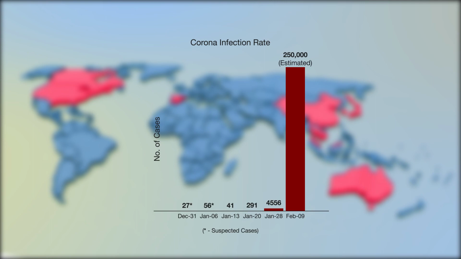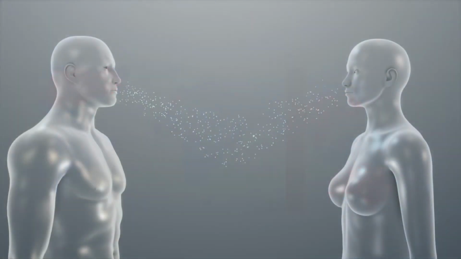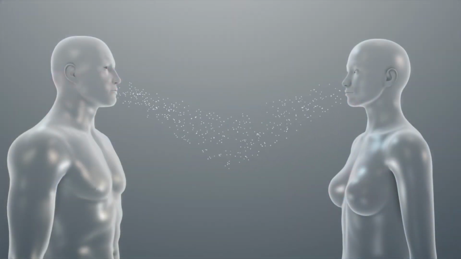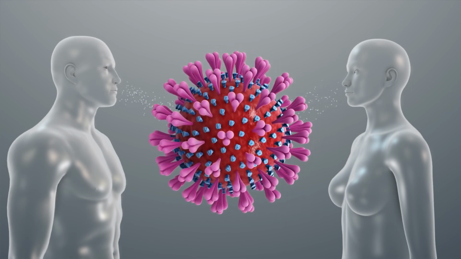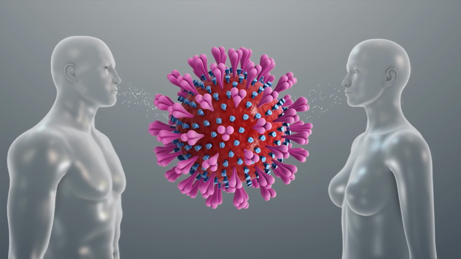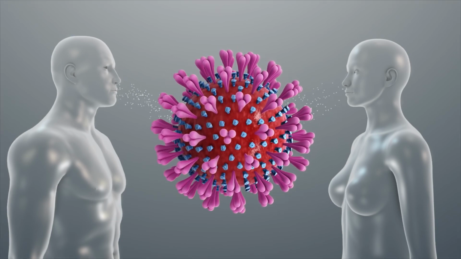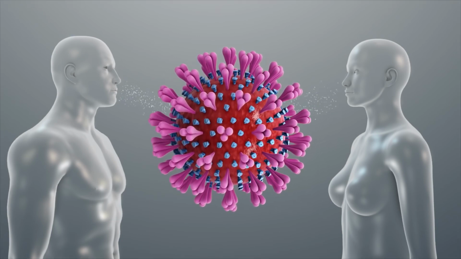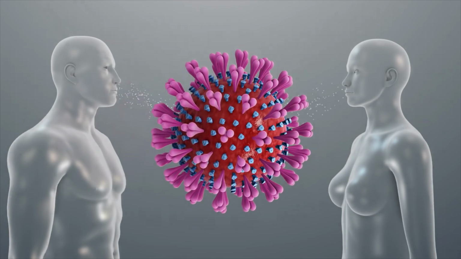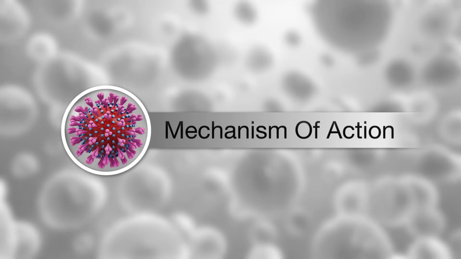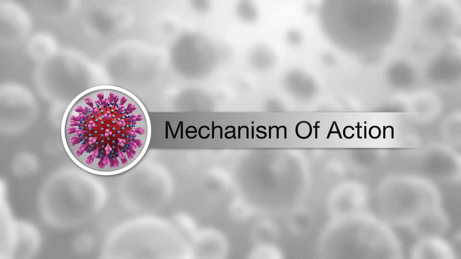The alarming speed of transmission is in part because the virus spreads through the air and by touch. Using the power of 3D medical animation, this video covers what is a pandemic, how this coronavirus is spreading, how coronavirus attacks the body, and what are recommended precautions to take for protecting against epidemics. Mechanism of action, mechanism of disease of coronavirus.